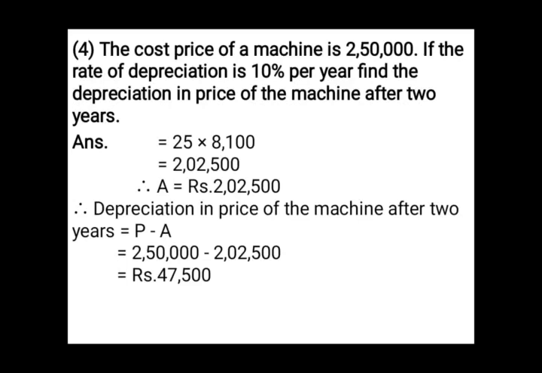If rate of depreciation is given, you always have to find depreciation in price of any things. The formula of depreciation in price of any things is principal minus amount. Remember this. In depreciation in price of any things, principal should be greater than amount.